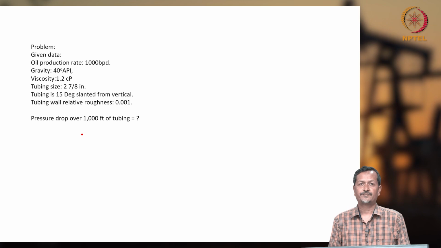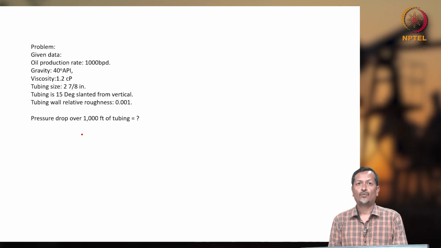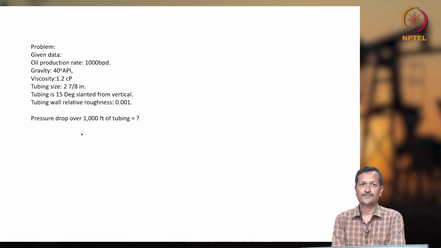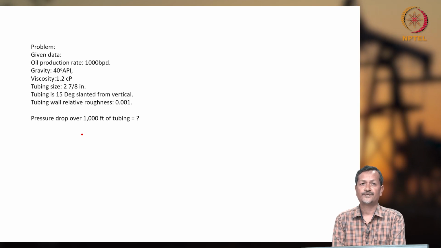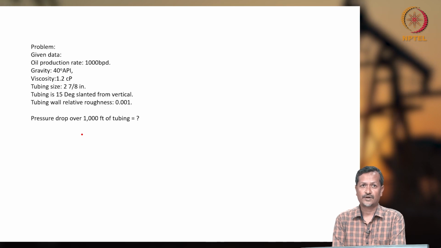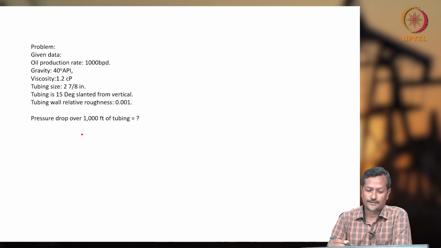Now using the previous formula, let's try to solve one problem. Given data: oil production rate 1000 barrels per day, gravity 40 degree API, viscosity 1.2 cp, tubing size 2 7/8 inch, tubing is 15 degrees slanted from the vertical, tubing wall relative roughness 0.001. Calculate the pressure drop over 1000 feet of tubing.